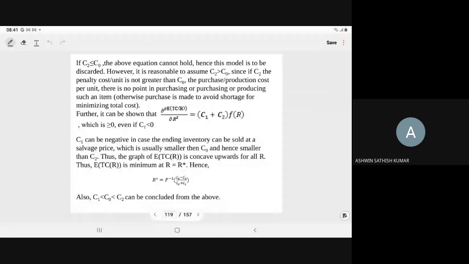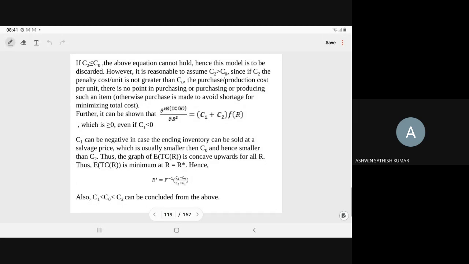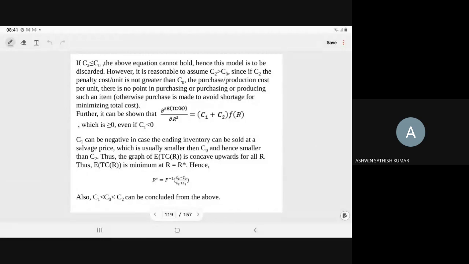Otherwise, purchase is made to avoid the shortage. We are purchasing the item to avoid shortages. We cannot tolerate the shortages, and only then do we go for purchasing the item. So it is always reasonable to assume C2 greater than C0. If somewhere it is given to you that C2 is less than C0, you can straightforward discard your model, because this model is not a correct model.